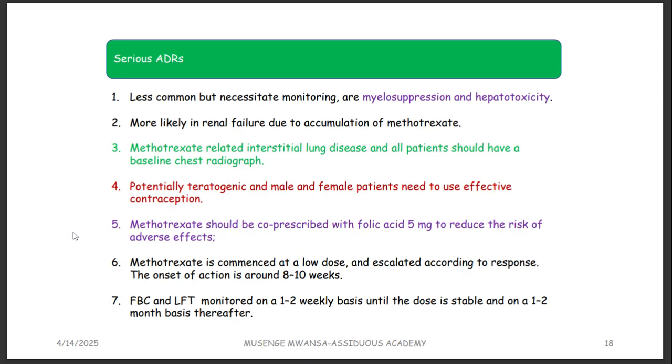Methotrexate should also be co-prescribed with folic acid to reduce the risk of adverse effects, because methotrexate is inhibiting the folate pathway. So also prescribe it with folic acid so that there is not much reduction in folate. It's commenced at a low dose, and then you escalate it according to response. The onset of action is around 8 to 10 weeks. That's when it starts working.